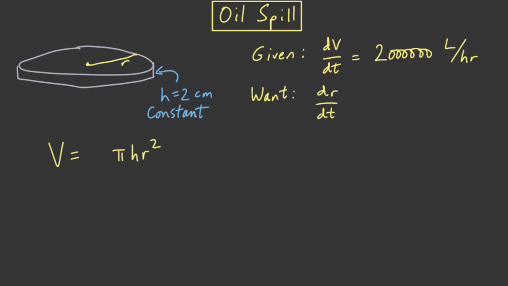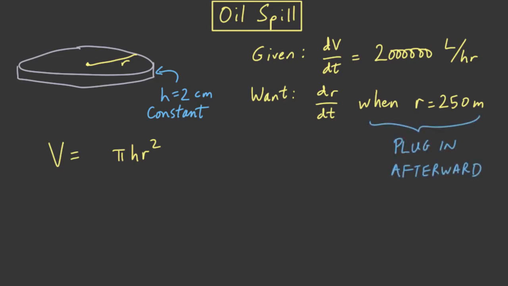And also, we want this dr/dt when r is 250 meters. But here we have to be careful. r is not a constant. It changes as time elapses, so r is really a function of t. And that means we should only plug in for r after we're done taking derivatives. If you plug in before, then you're not allowing r to change anymore, and taking a rate of change of r wouldn't make any sense.